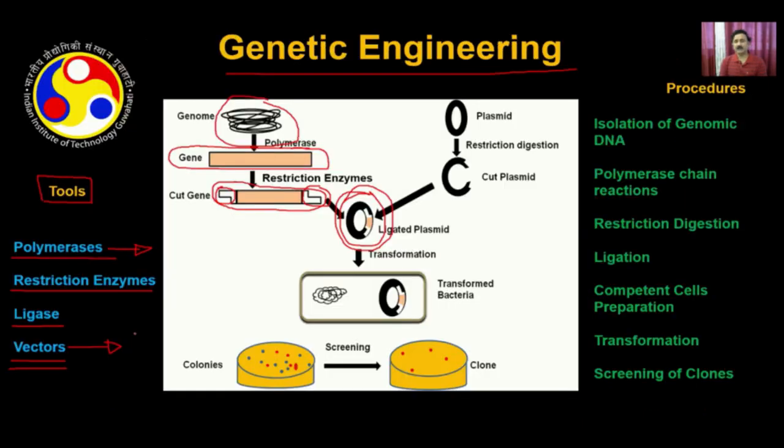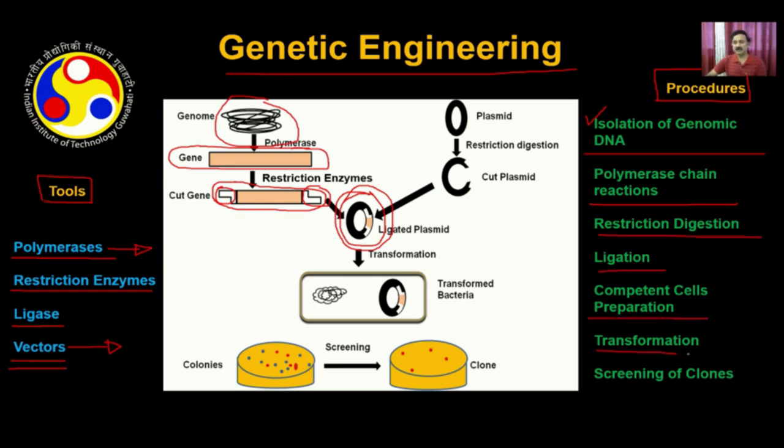With this, we would like to conclude our lecture here. In the subsequent lecture, we are going to discuss the different types of procedures: the isolation of genomic DNA, PCR, restriction-methylation, ligations, competent cell preparation, transformation, as well as the screening of the clone, so that you will be able to see that the recombinant DNA is being generated. So with this, I would like to conclude my lecture here.